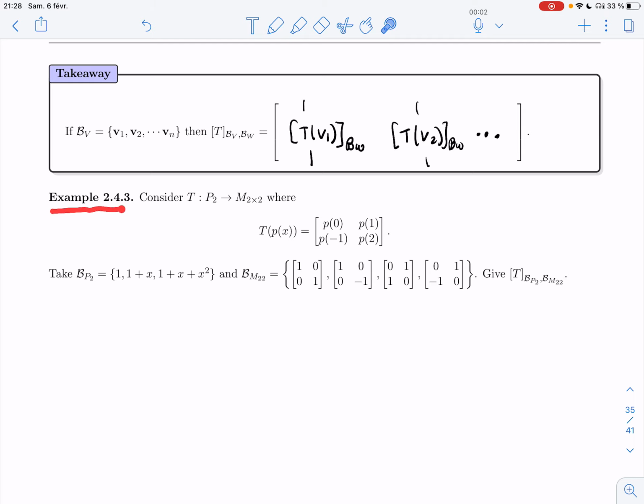All right, so example 2.4.3, consider the map T from P2 to M2x2, where T(p)(x) just evaluates the polynomial at 4 different points and puts those values in a matrix. I'm going to take this basis for P2, so 3 generators, and this basis for M22. So I'm not using the standard bases for either, just to really show you the work that you have to do if it's not obvious. All right, so I want to find the matrix corresponding to this linear transformation if I'm using these bases.